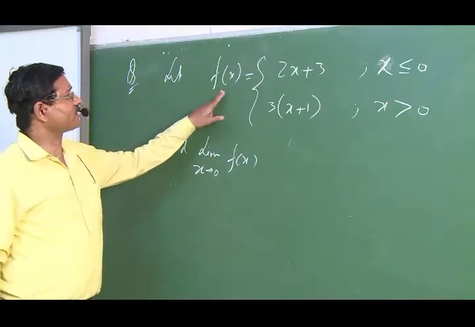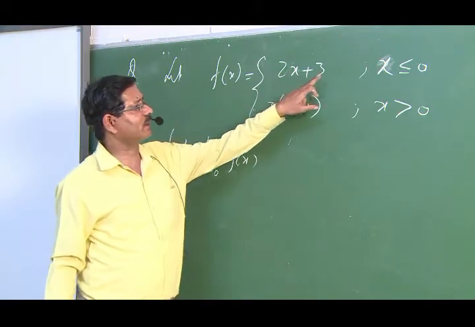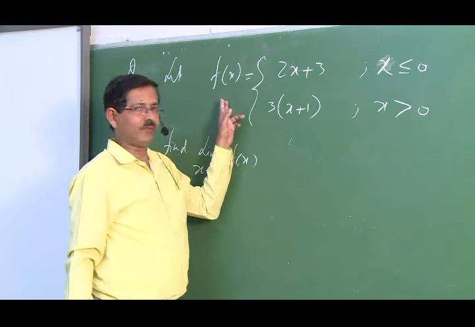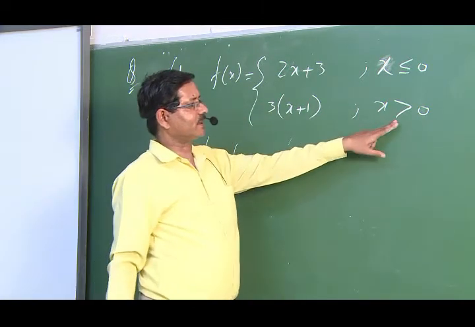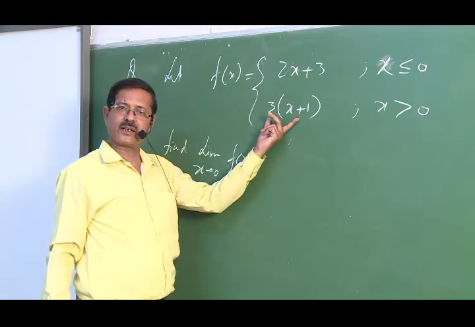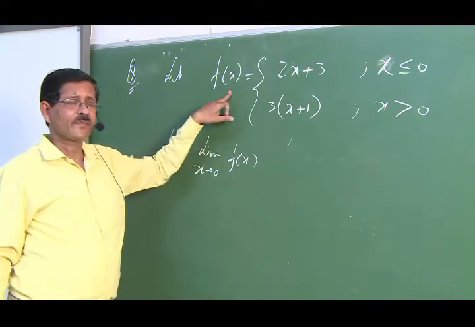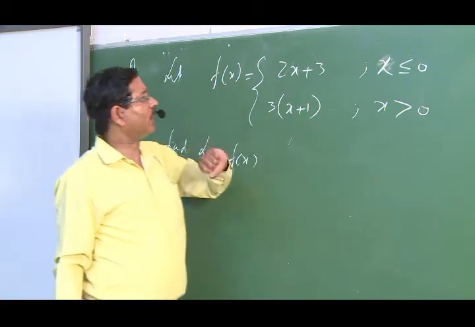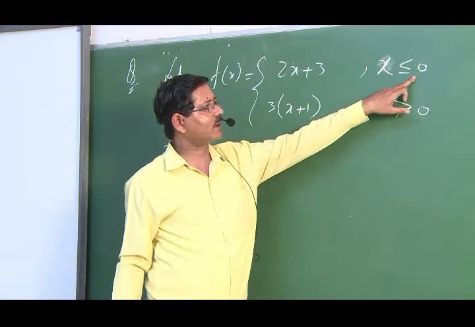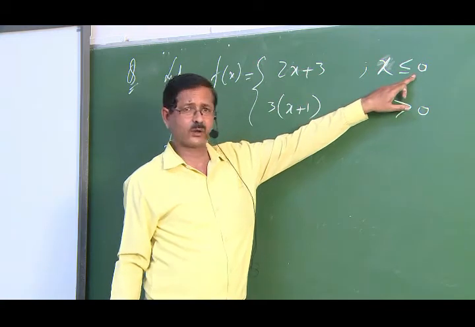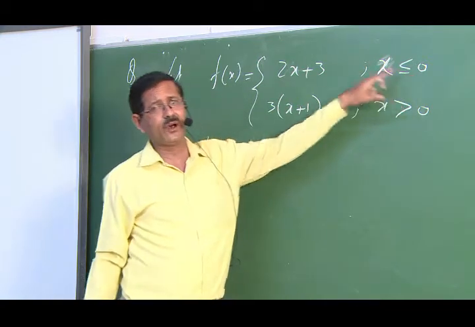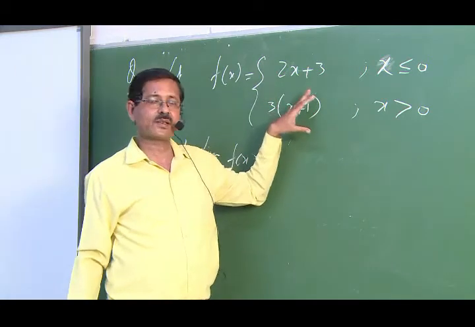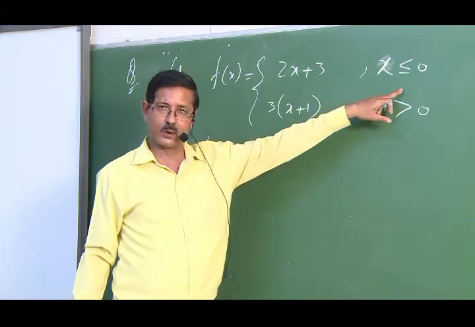Now let f(x) equal 2x plus 3 when x is less than or equal to 0, and the value of the function f(x) when x is greater than 0 is 3 times (x plus 1). The f(x) here is a piecewise defined function. So the critical point of this function is x equal to 0, because the nature of the function changes at the point x equal to 0.